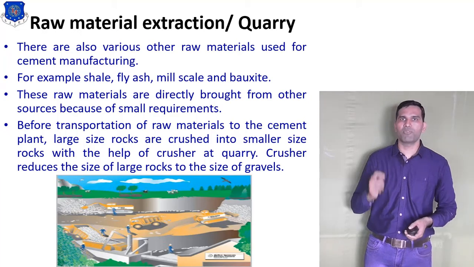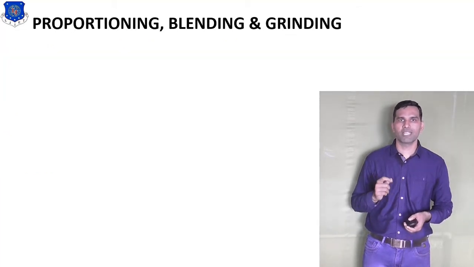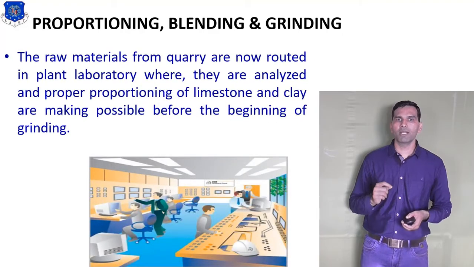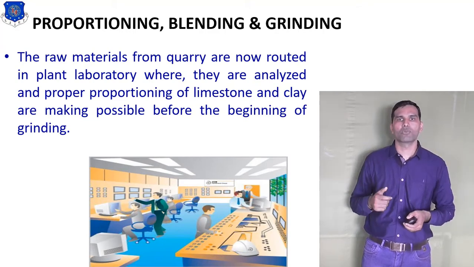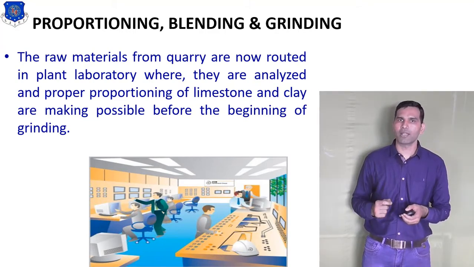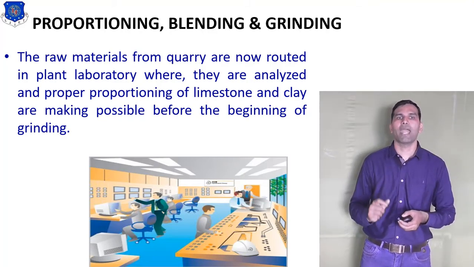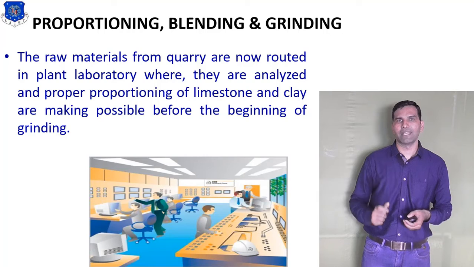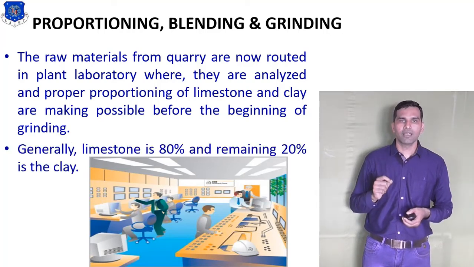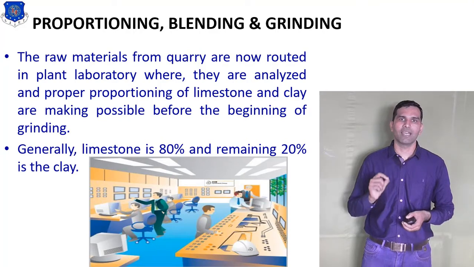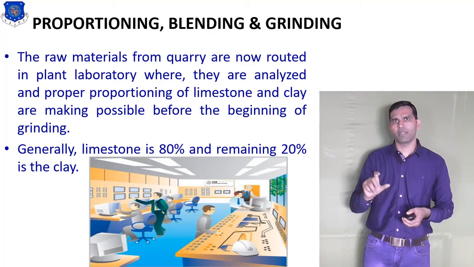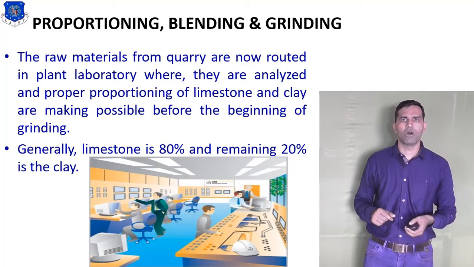Now we discuss the second phase, which is proportioning, blending and grinding. The raw material from the kiln is brought to the plant laboratory, where it is analyzed and proper proportioning of limestone and clay is made before the beginning of grinding. Generally, limestone is 80% and the remaining 20% is clay. So this is the ratio that we have to maintain in the raw material of cement.